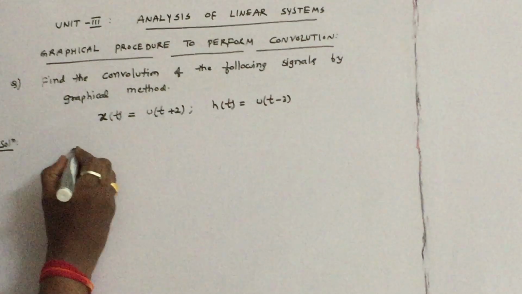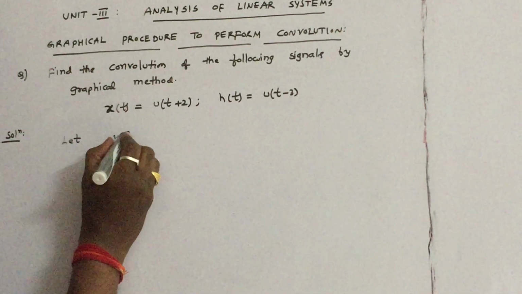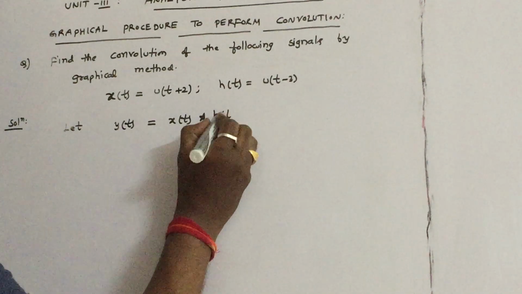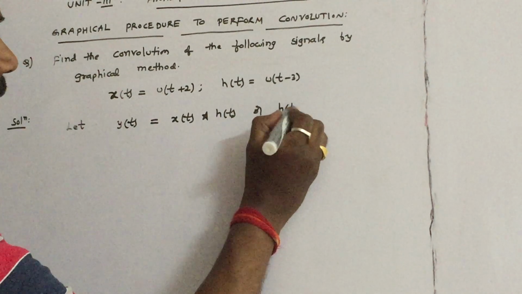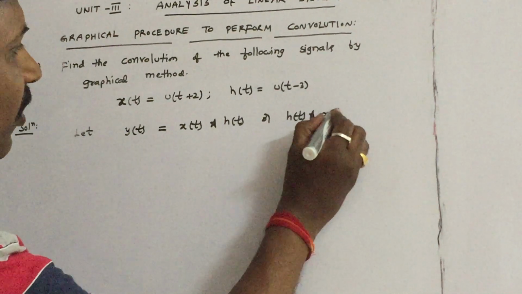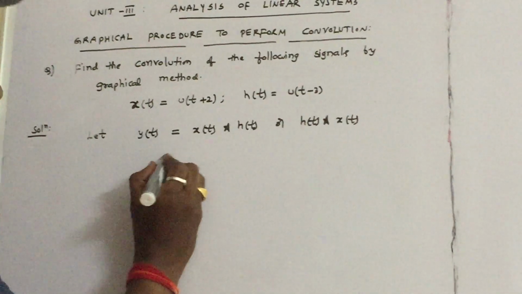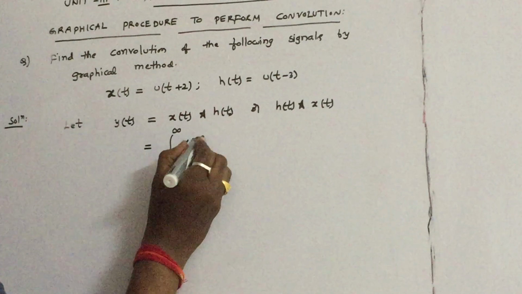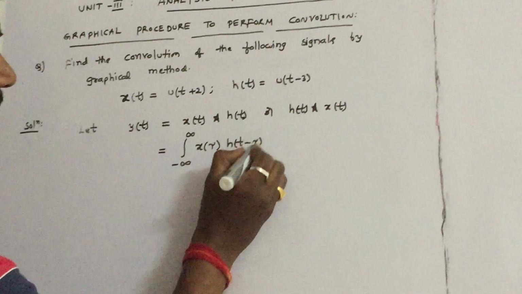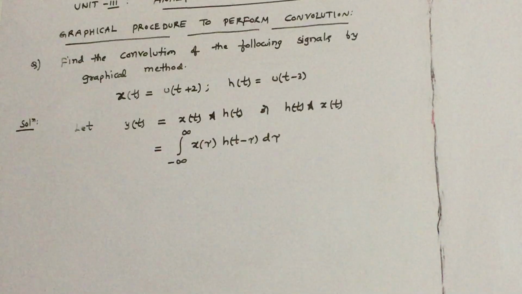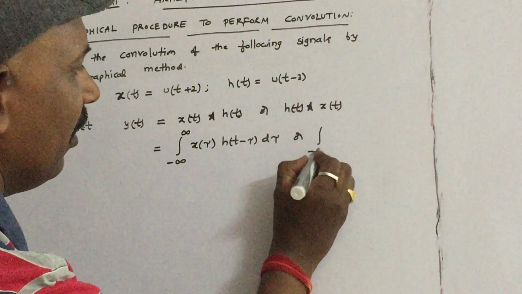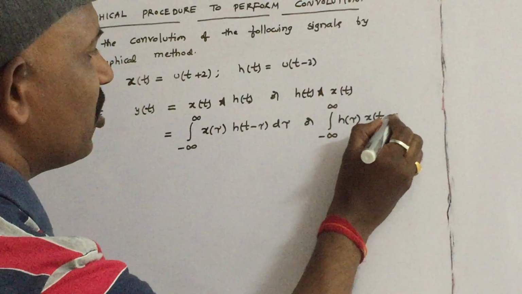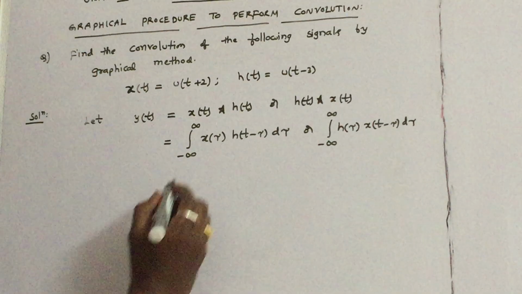So let us see. First, let y of t is equal to x of t convolution with h of t, or the convolution of h of t with x of t; both answers will be the same. So you can write the formula for the convolution: integral from minus infinity to infinity x of tau into h of t minus tau d tau, or you can write it as integral from minus infinity to infinity h of tau into x of t minus tau d tau. We can use either of these formulas.